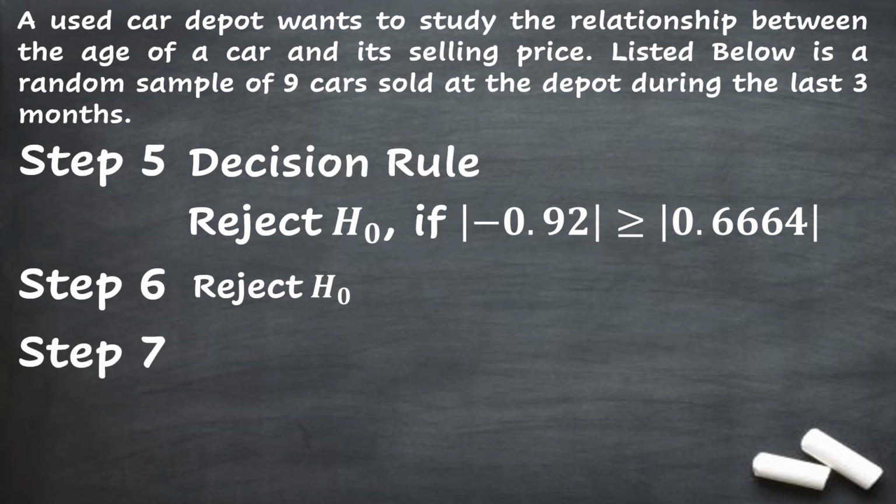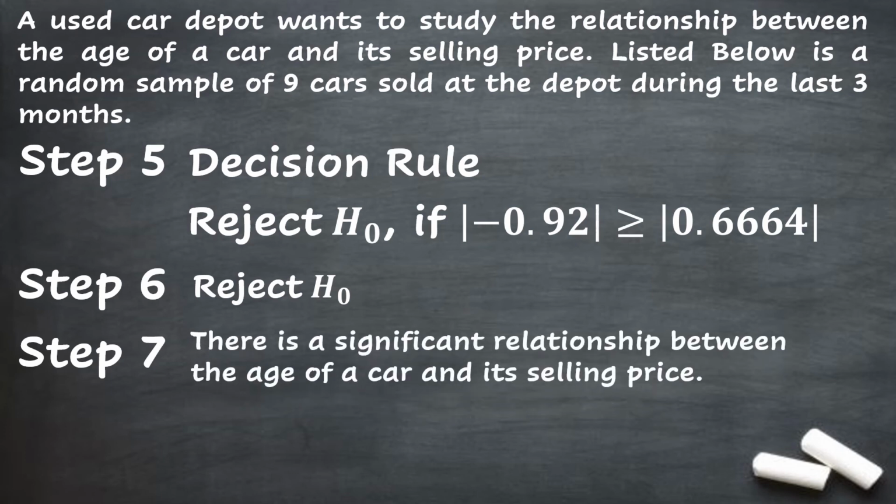Next and last step for this given problem is the conclusion. Rejecting the null hypothesis, the basis for our conclusion is the alternative hypothesis. Therefore, our conclusion is there is a significant relationship between the age of a car and its selling price.